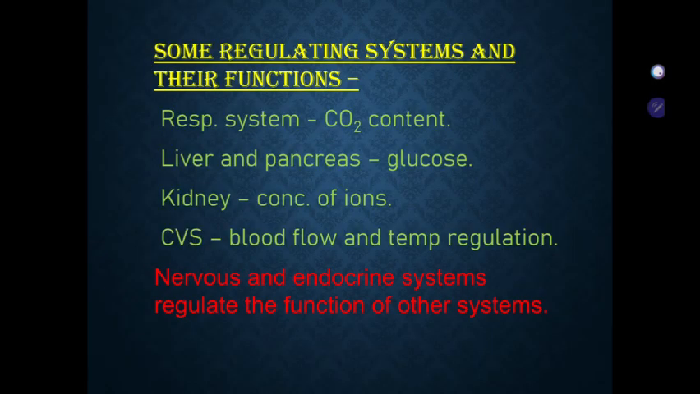Some regulating systems and their functions. The respiratory system causes the homeostatic regulation of the CO2 content. Liver and pancreas cause the homeostatic regulation of glucose. Kidney causes the balance of the concentration of ions and electrolytes in the body. CVS maintains the blood flow and temperature regulation. Nervous and endocrine systems regulate the function of other systems as well.